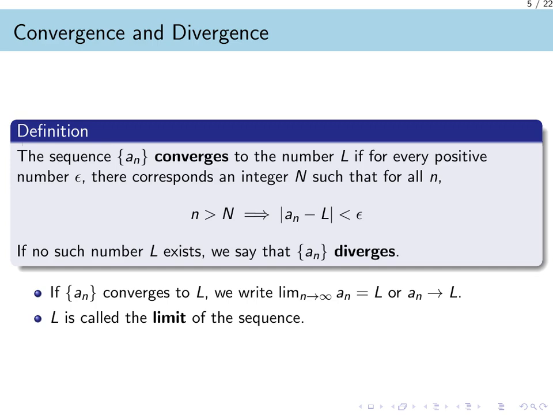The expression, the absolute value of a sub n minus L is less than epsilon, simply states that the distance between the term and the limit is smaller than your chosen tolerance. The key is that we must be able to find such an n for any positive epsilon, no matter how small it is. If no single number L exists that satisfies this condition for every possible epsilon, we say the sequence diverges. When a limit L does exist, we use the notation shown and call L the limit of the sequence.